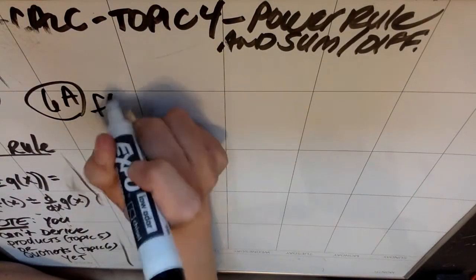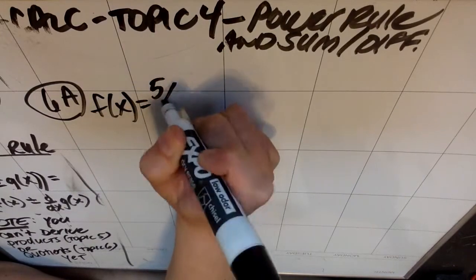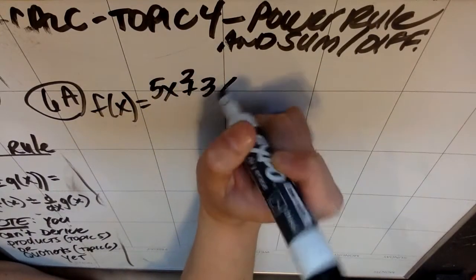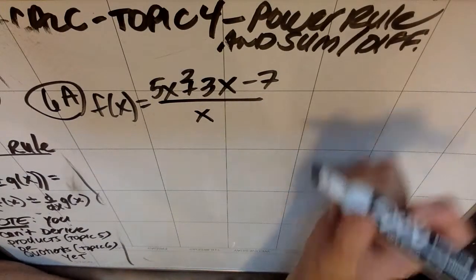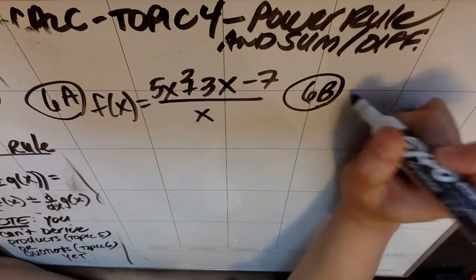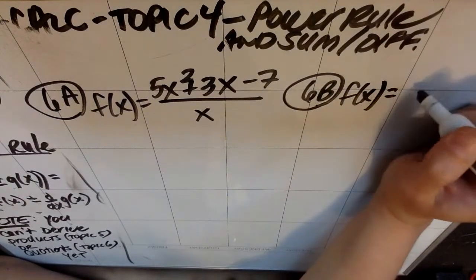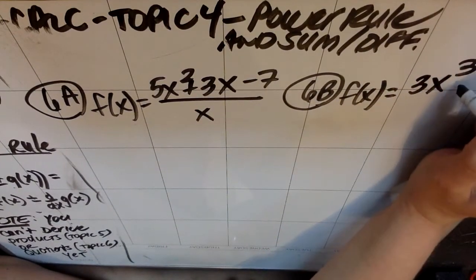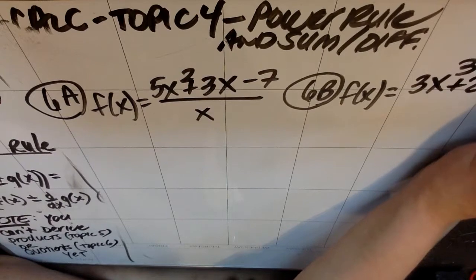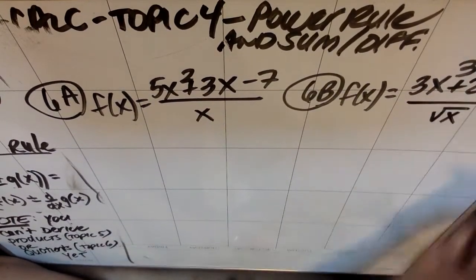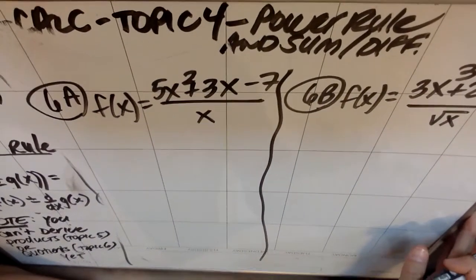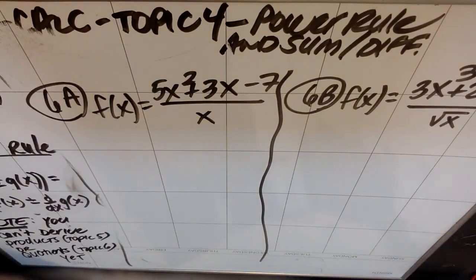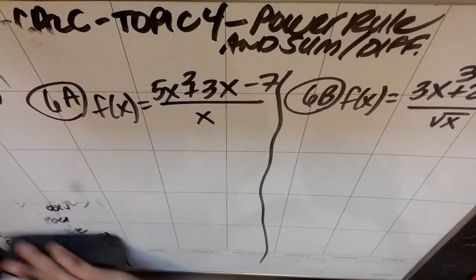We have f of x equals a 5x squared plus a 3x minus a 7 all over an x. And for 6b, we have f of x equals a 3x cubed plus a 2x plus a 5 all over the square root of x. Okay, so in both of these, I have a quotient, right? And remember, I specifically said that you don't know how to deal with quotients right now. So you're going to have to find a way to write this so it's not a quotient.